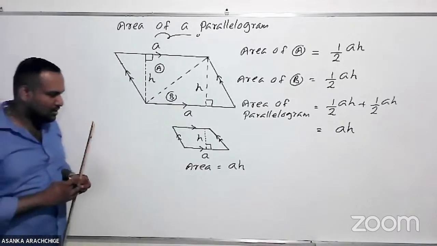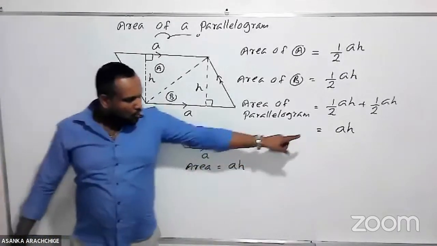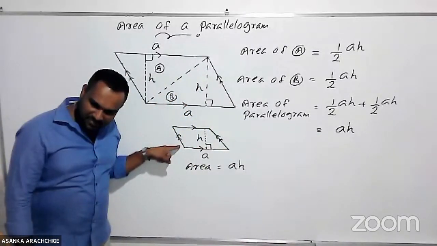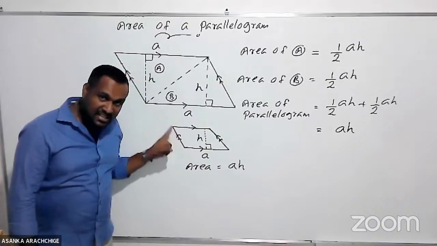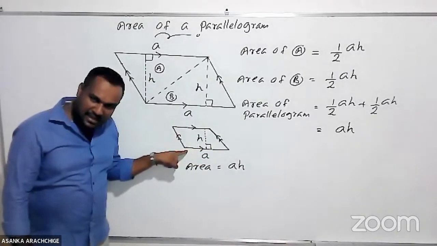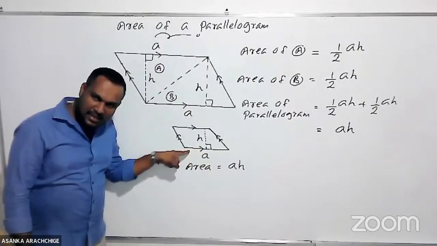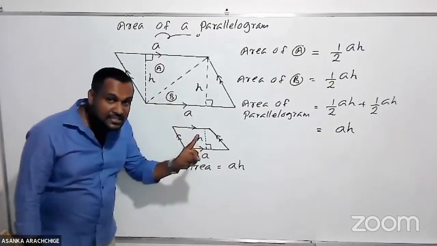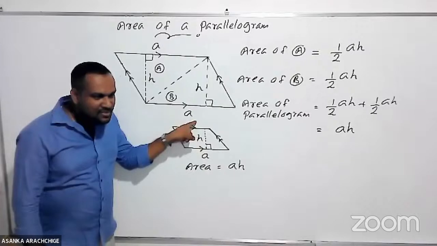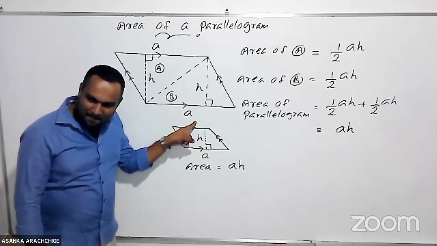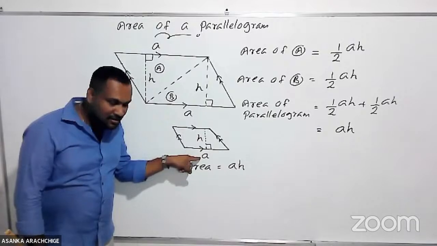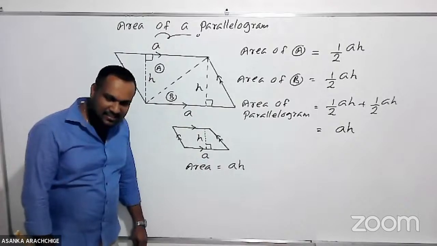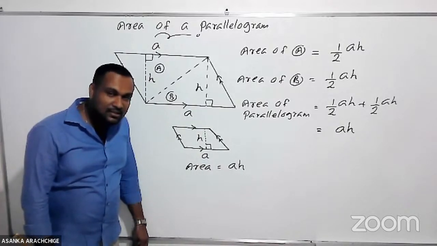Clear? Again, listen. What does this mean? Area of a parallelogram can be obtained by the product of the length of a side. What is A? Length of the side. Then what is H? Perpendicular height of the side. Perpendicular height. Distance from A to its opposite side. Did you understand, online students?